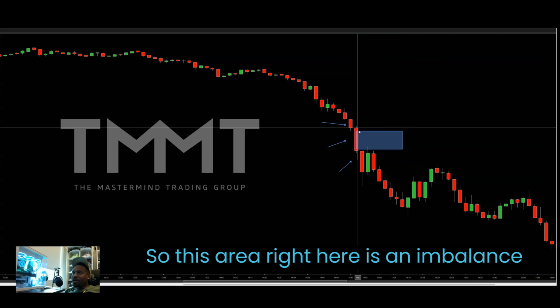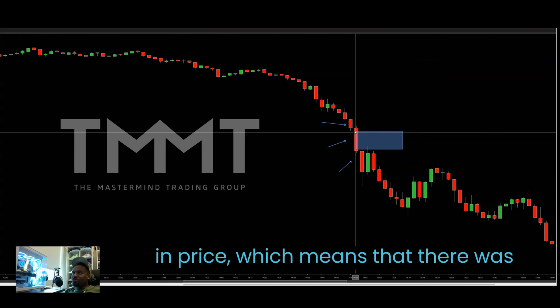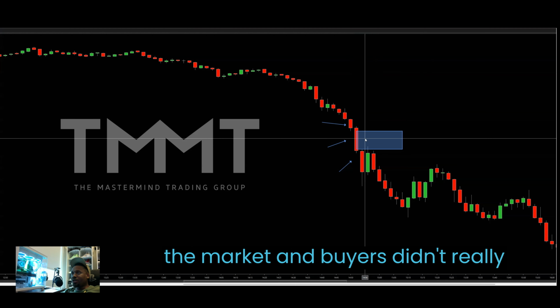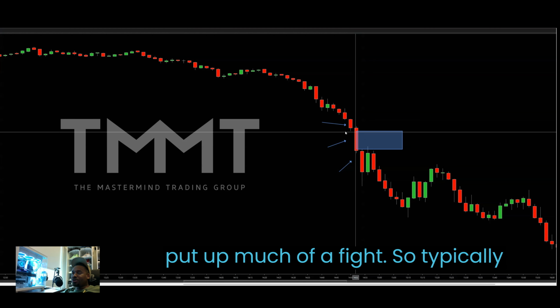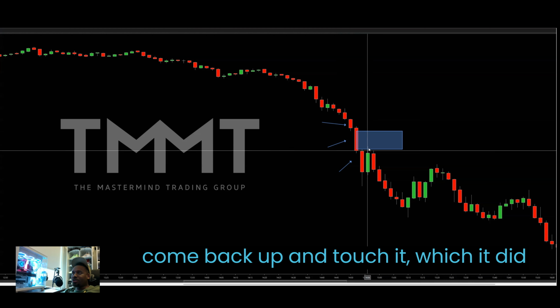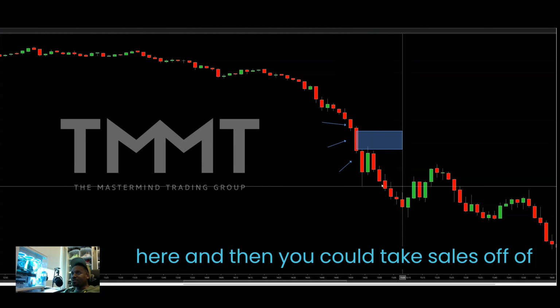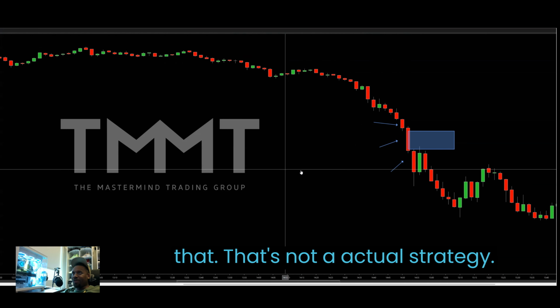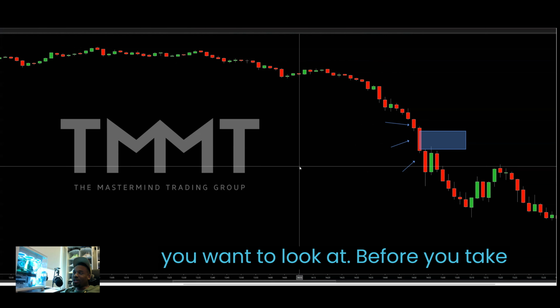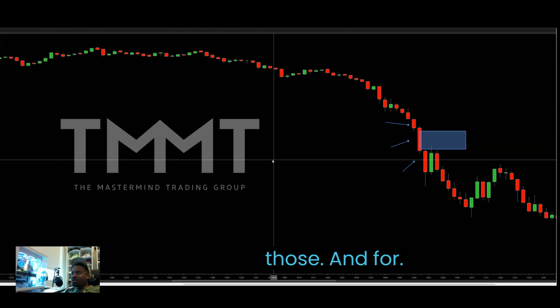So this area right here is an imbalance in price, which means that there was nothing but sellers here that took over the market, and buyers didn't really put up much of a fight. So typically you would like to wait for price to come back up and touch it, which it did here, and then you could take sales off of that. That's not an actual strategy. There's a lot more involved in it that you want to look at before you take those.